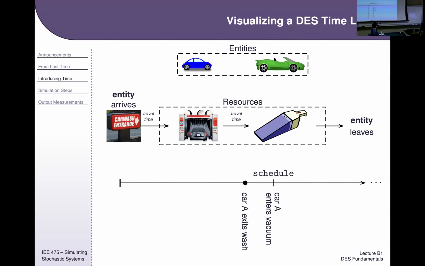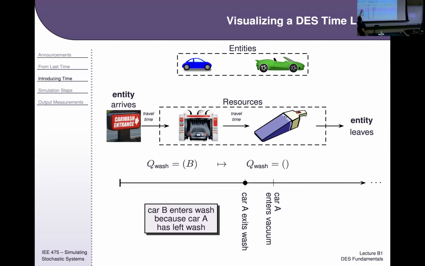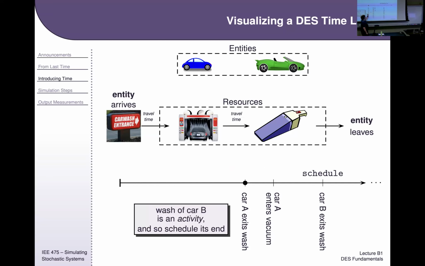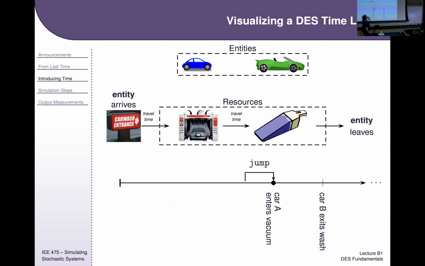So we move ahead. We schedule that when car A exits the wash, there's a transport delay when it enters the vacuum. We now know that car B was in the queue, so let's move car B out of the queue. And now let's schedule when car B exits the wash. And now car B is exiting the wash. Our next thing will be to deal with car A at the vacuum and so on and so forth.